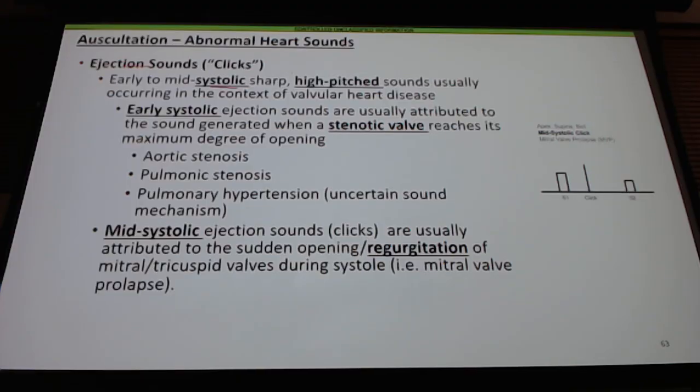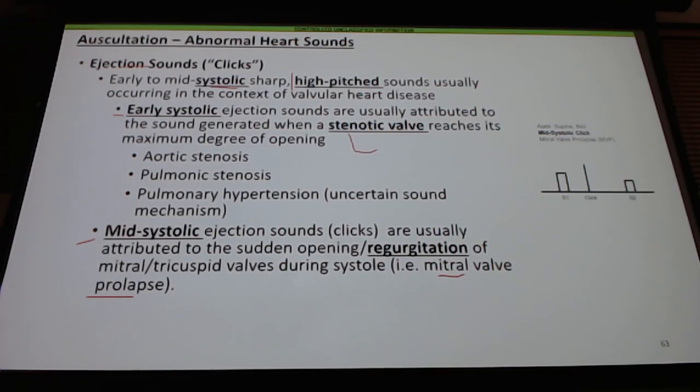Then we went on and talked about how ejection sounds, think of these as extra systolic sounds, where these are high-pitched frequency sounds, so use the diaphragm of the stethoscope. If you hear an early systolic sound, typically think of these as being your stenotic aortic and pulmonic valves. If you hear a mid-systolic ejection click, then we're thinking of things like mitral valve prolapse as the cause of this type of sound.